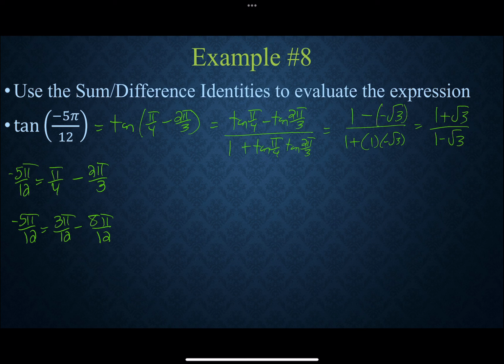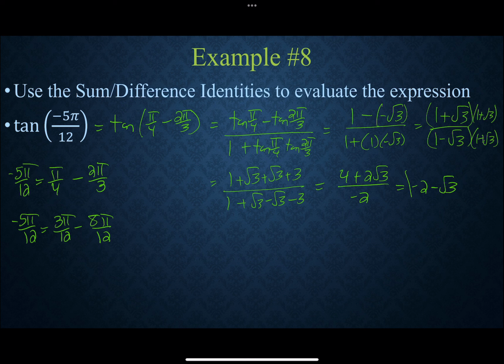So we're not allowed to leave it in that format. So what we do is we multiply top and bottom by the conjugate of the denominator, 1 minus root 3, which is 1 plus root 3. When we FOIL the top, we get 1 plus root 3 plus root 3 plus 3. Bottom is 1 plus root 3 minus root 3 minus 3. So the top gets us 4 plus 2 root 3. The bottom gives you negative 2.